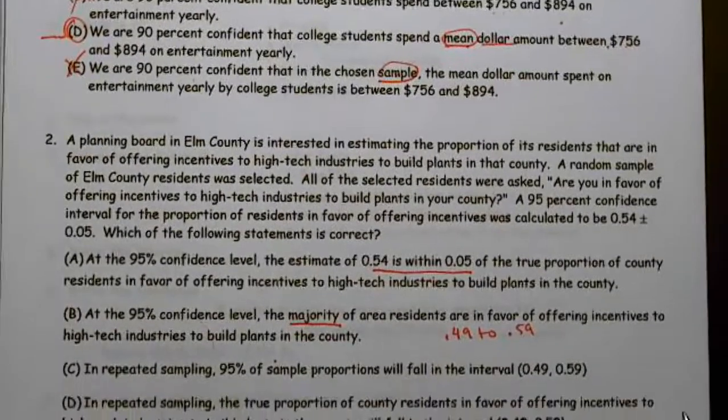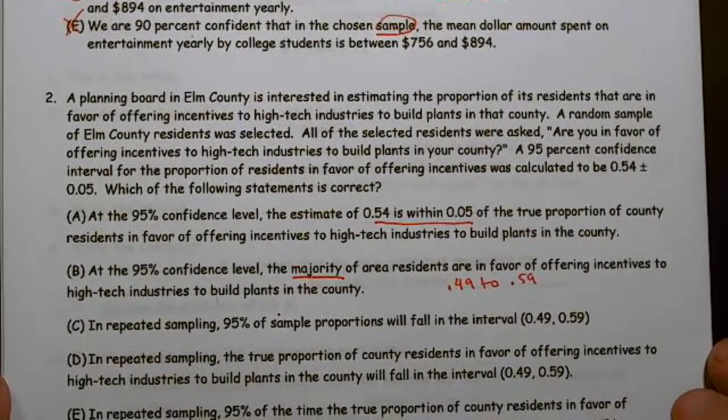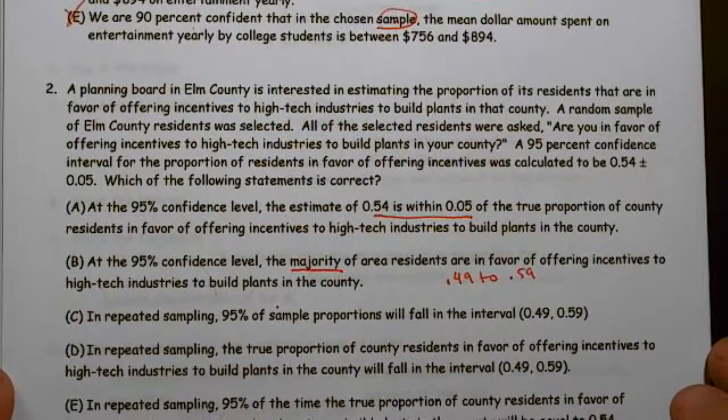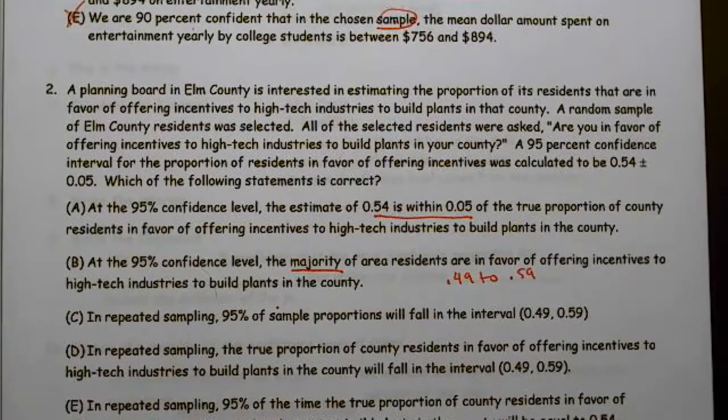For number 2, a planning board in Elm County is interested in estimating the proportion of its residents that are in favor of offering incentives to high-tech industries to build plants in that county. A random sample of Elm County residents was selected. All of the residents were asked, are you in favor of offering incentives to high-tech industries to build plants? The 95% confidence interval for the proportion of residents was calculated to be 0.54 plus or minus 0.05.